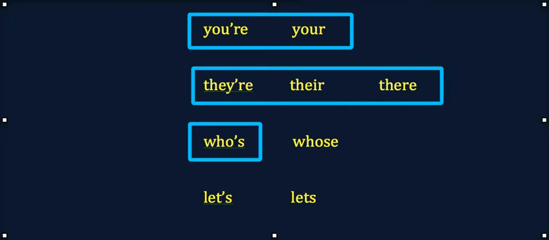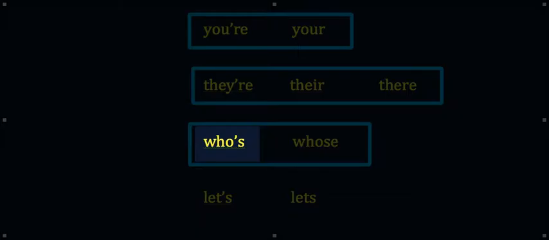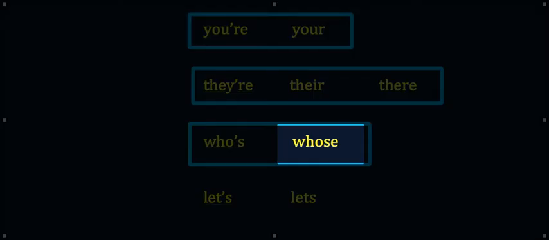Next group, who's and whose. First one, who is, getting rid of the I, and what you're saying is who is essentially, but without that I, it's who's. Who's going home. And the other one is possession. Whose car is parked outside.